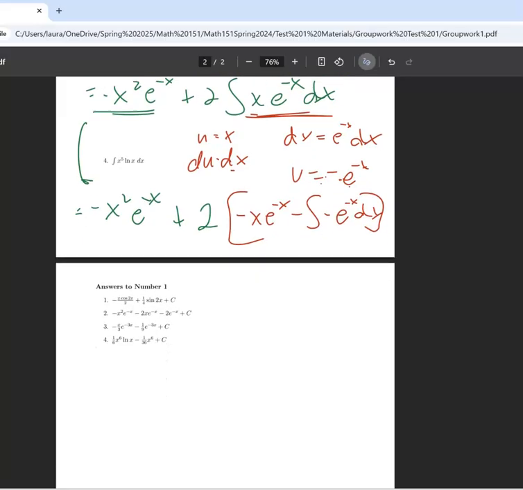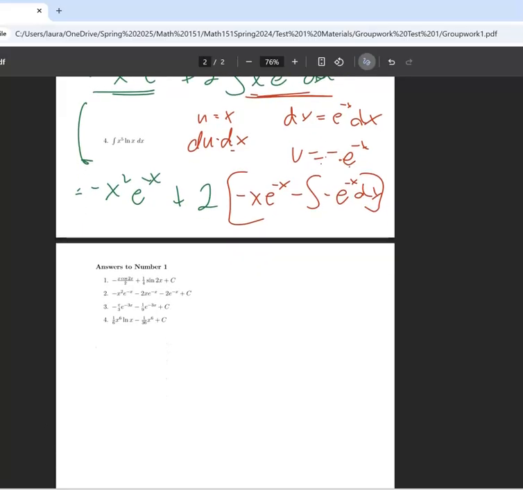Okay, so let's see what we've got here. So let me carry it down here. So negative x squared e to the negative x plus 2. And it's not going to be necessary for me to multiply all this out, so I'm not. So then I'm going to say this negative negative makes a positive, and then integral of positive e to the negative x gives me a negative e to the negative x. And then I put a plus c at the end.